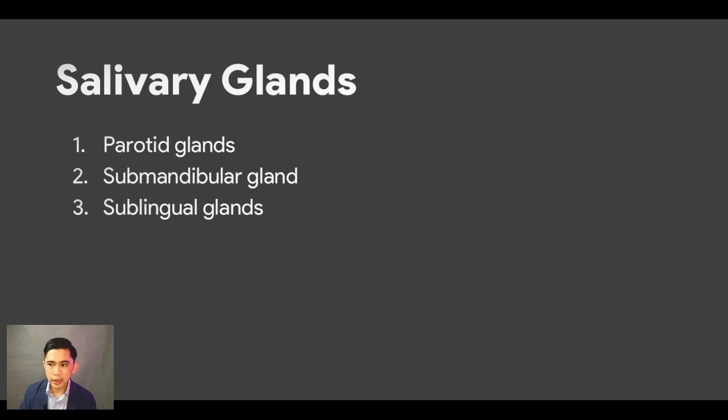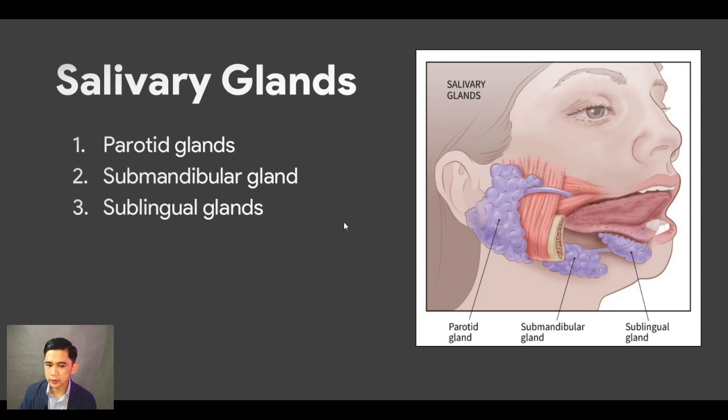First is the parotid glands, the submandibular glands, and the sublingual glands. So in this picture, the parotid gland is found in the pre-auricular area. The submandibular gland is found underneath this mandible. That's why we call it a submandibular gland. If you press on the concavity underneath your jaw, it is usually there.